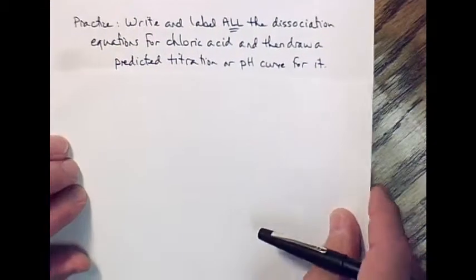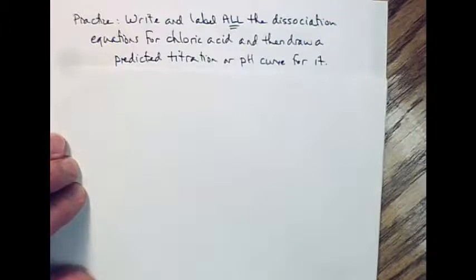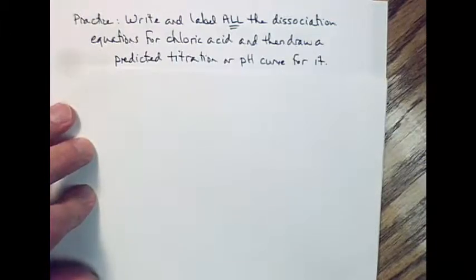Here's the problem I want you to do. Write and label all the dissociation equations. Write and label all the dissociation equations for chloric acid, and then draw a predicted titration or pH curve for that.